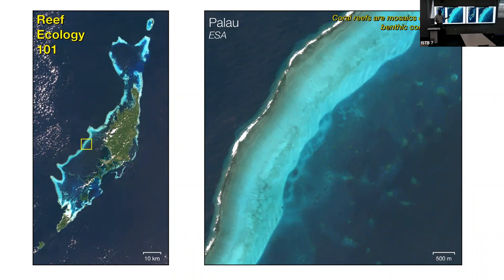The bright blue is sand, kind of boring, but then there's some algae growing on it. Coral tends to grow along the front and then on patches out here in the lagoon. It's very patchy in the communities together. It's a mosaic. That's how reefs are organized.